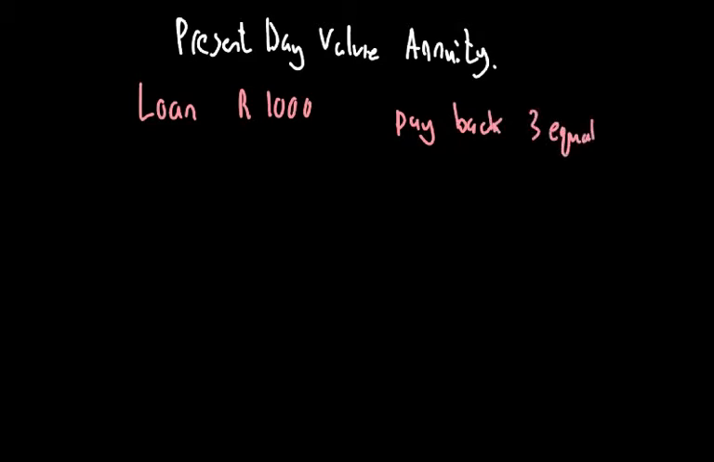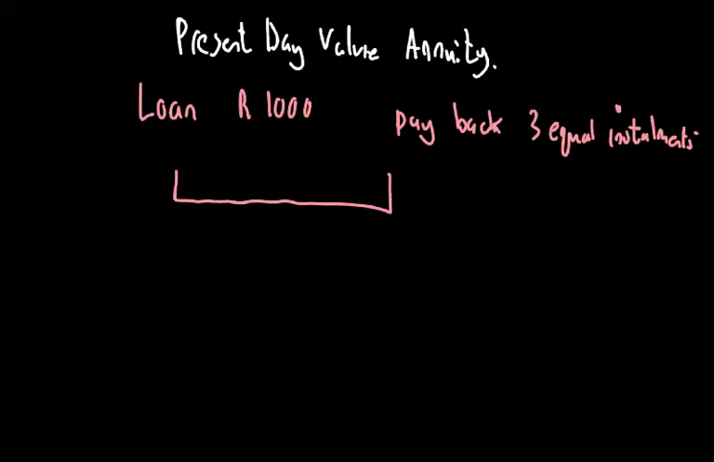Say you are going to take a loan for 1,000 Rand, for whatever purpose. And you've agreed that you are going to pay back the loan in 3 equal installments. Now, this fits the bill of an annuity because you're going to make a series of equal payments over time. If you imagine the timeline of what this looks like, we're going to say that those payments are made yearly.